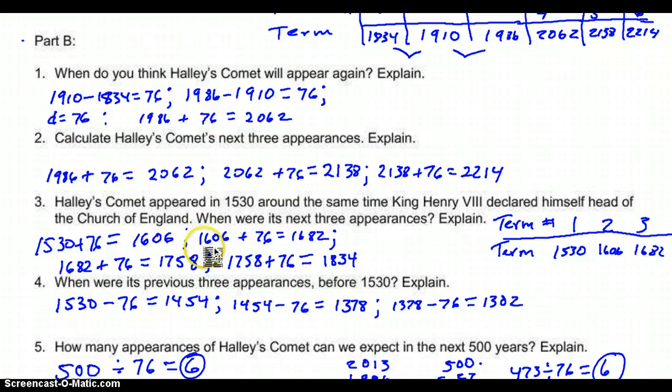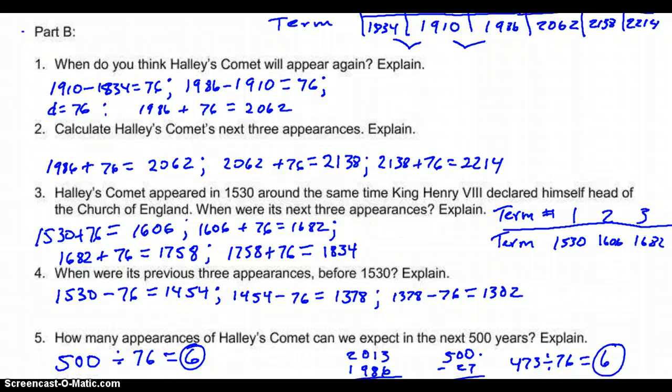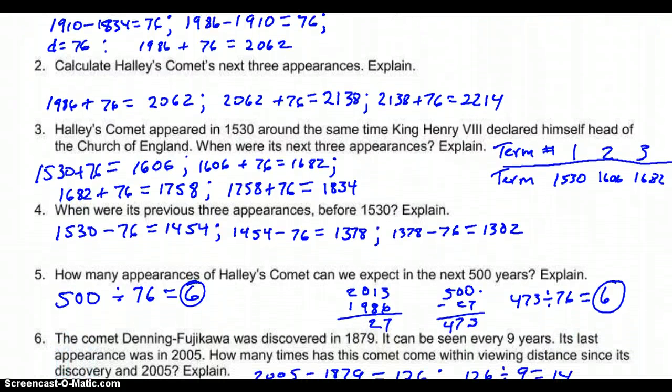Then if we add 1606 plus 76, that gives us 1682. Then 1682 plus 76 gives us 1758. So those are our next 3. But just for the sake of making a true conjecture, I'm looking at 1758 plus 76, and we're right back to 1834. Okay, makes sense? Good. Let's take a look at the 4th one.